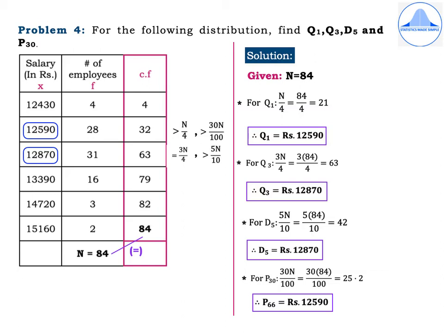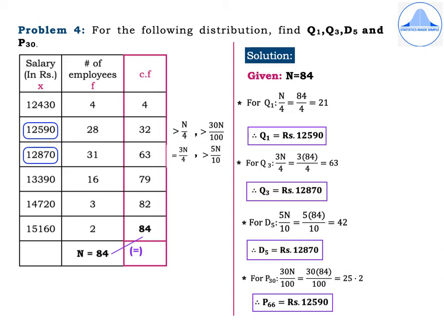Then for D5, find out 5n by 10, which is 5 into 84 by 10, which simplifies to 42. And the value which is greater than 42 in the table is 63. Corresponding to 63, write greater than 5n by 10 and observe what is the corresponding x value. It is 12,870. Therefore, D5 is equal to rupees 12,870.